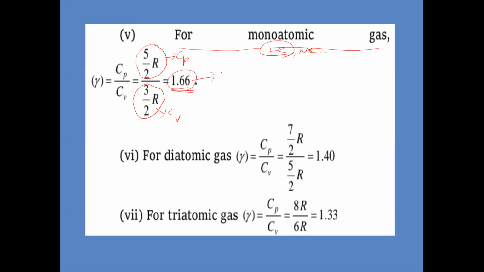The Poisson's ratio gamma is equal to 1.66 for which gases? Monoatomic gases. Monoatomic gases means what is atomicity here? Atomicity equals 1. It means in one molecule, only one atom will be there. In one molecule, the number of atoms will be 1. If atomicity is 1, that is a monoatomic gas. For monoatomic gases, gamma is always 1.66.